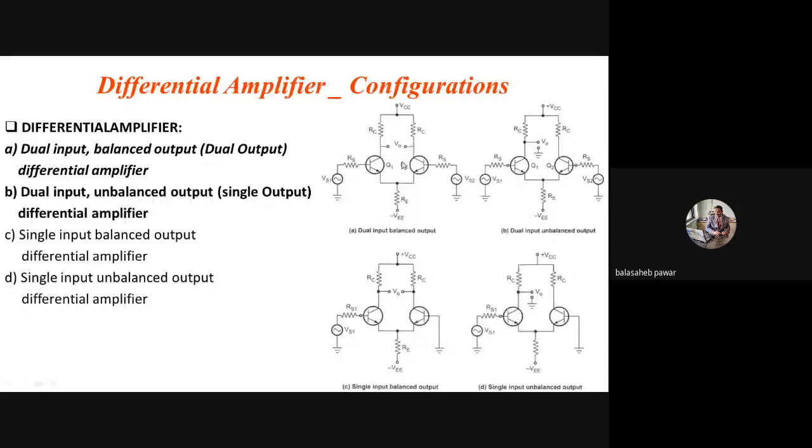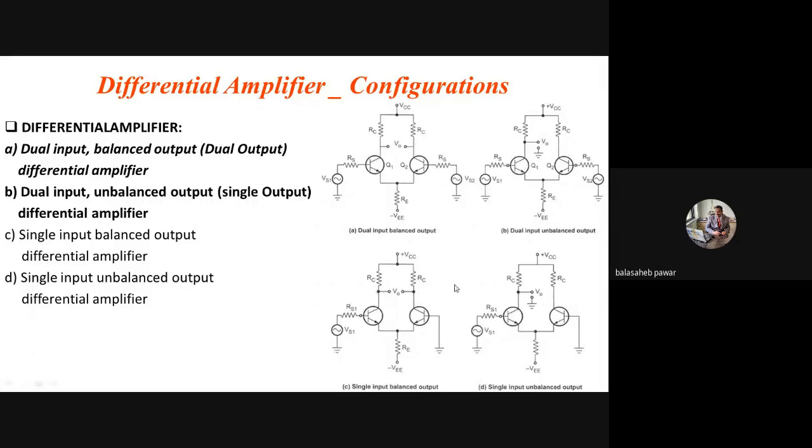Now go towards the third, single input and balanced output. Now you will observe there is no VS2. That second terminal is grounded, while the first terminal is powered by VS1. So there is only a single input. And balanced output means what? The output is taken across the collectors of both, not with respect to ground. And that's why such a type of output is known as balanced output.